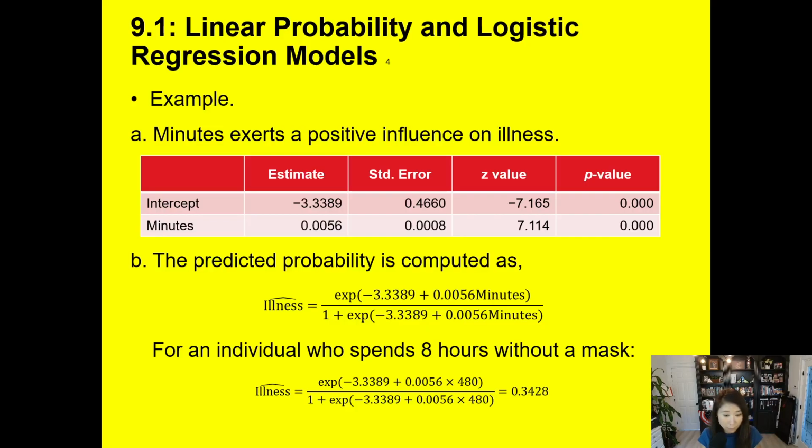Okay, now the second question is, let's plug in my 8 hours. After I convert 8 hours to minutes, it's equal to 480. I just plug in that value. So that gives me the probability equal to 0.3428.